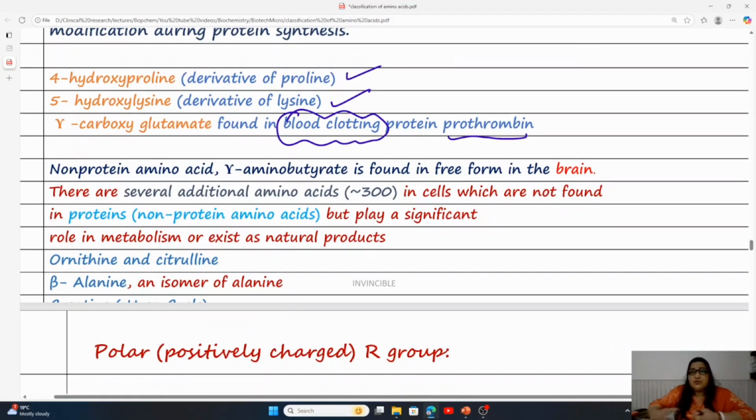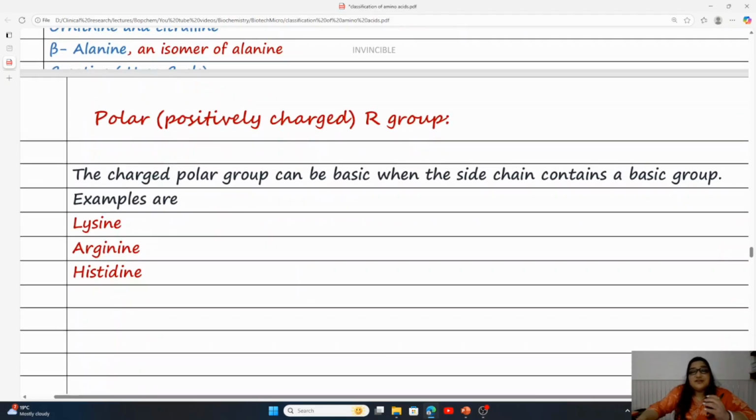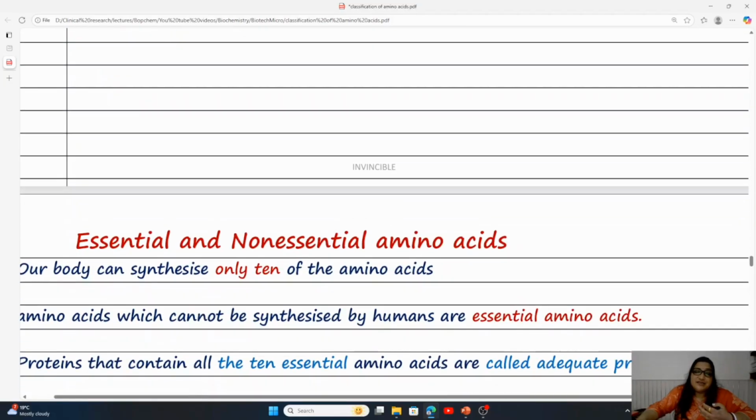And the non-protein amino acid, gamma-aminobutyrate, is found in the free form in the brain. There are certain amino acids such as ornithine, citrulline, and beta-alanine. Okay, they are also non-protein amino acids, because they are not found in proteins. All right. So there are certain polar amino acids which contain positively charged R groups: lysine, arginine, and histidine.